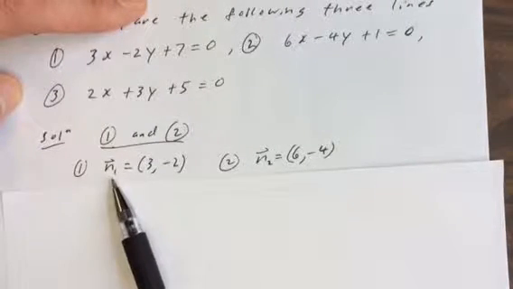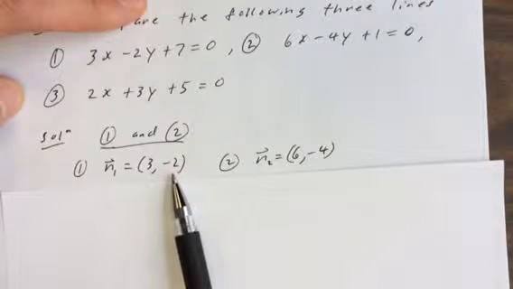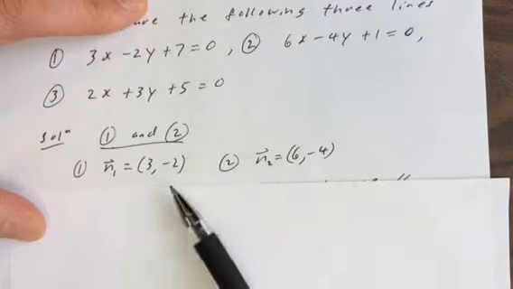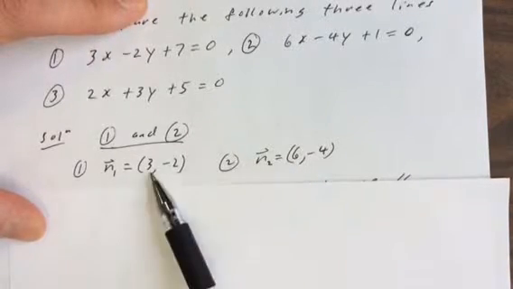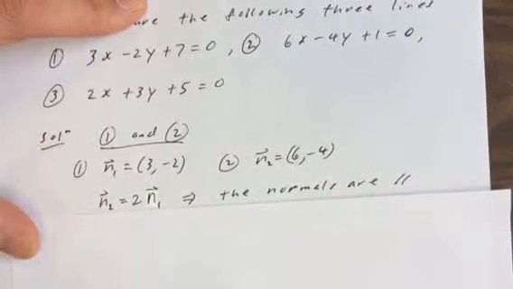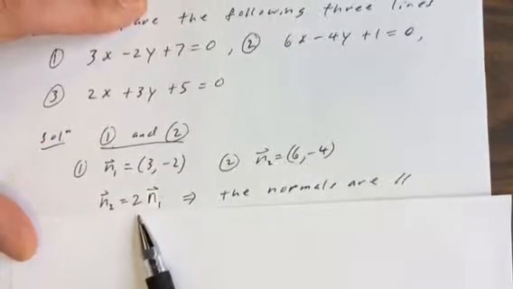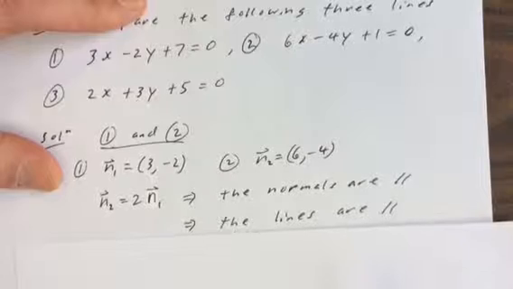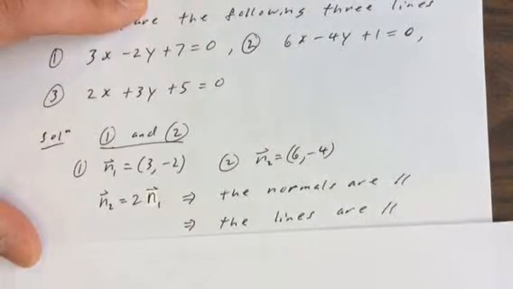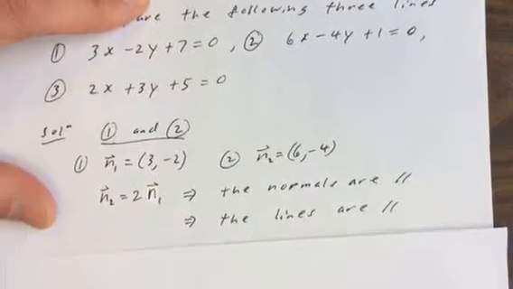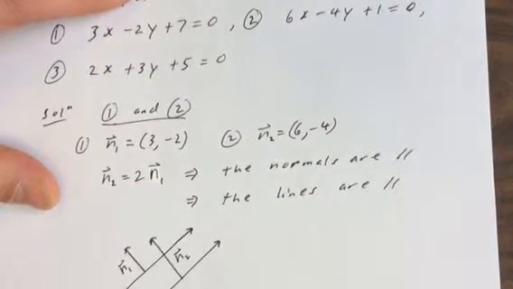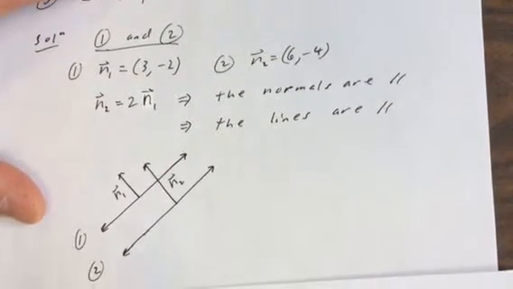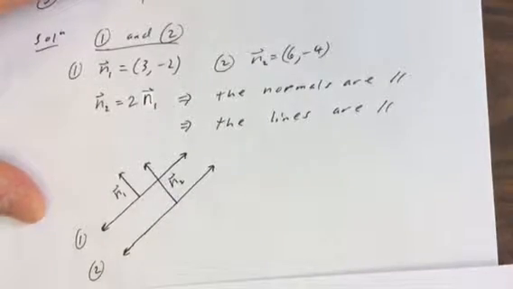In 1, the normal is (3, negative 2). In 2, the normal is (6, negative 4). We know that they are scalar multiples of each other. n2 is twice n1, so we write that down: n2 equals 2 times n1. That means that the normals are parallel. If the normals are parallel, then so are the lines, because the normals are rotated from the line by 90 degrees for each one, so the same amount. This is really the picture that you get right here. You've got the 2 lines, and their normals are parallel, then the lines are parallel.